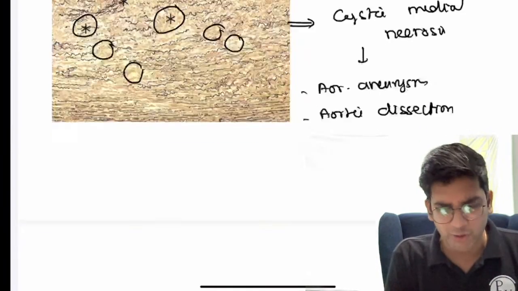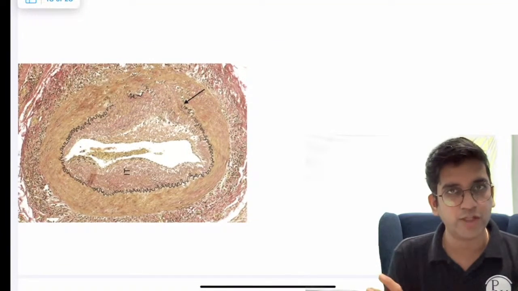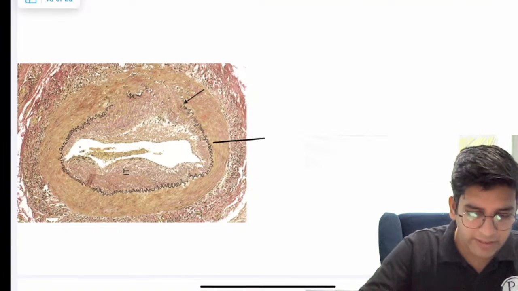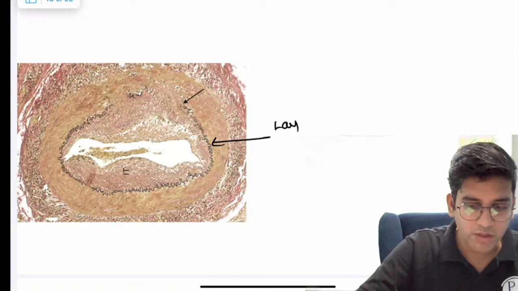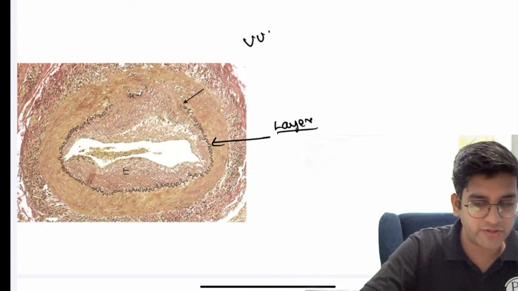So someone, Srinidhi, said that this could be seen in temporal arteritis. We look at temporal arteritis also. What biopsy is this? Same stain. What's happening here? Can anyone tell me which layer of the blood vessel this is? This is a VVG stain.